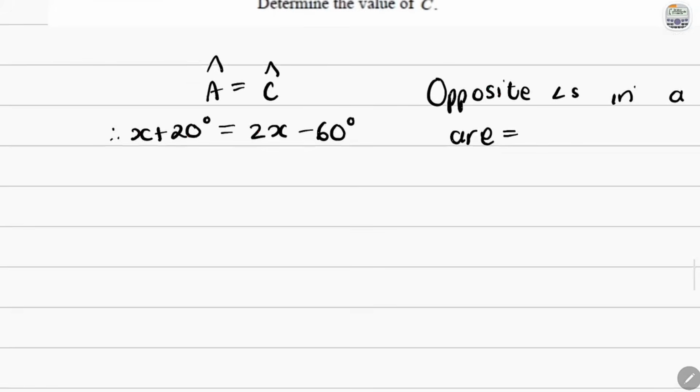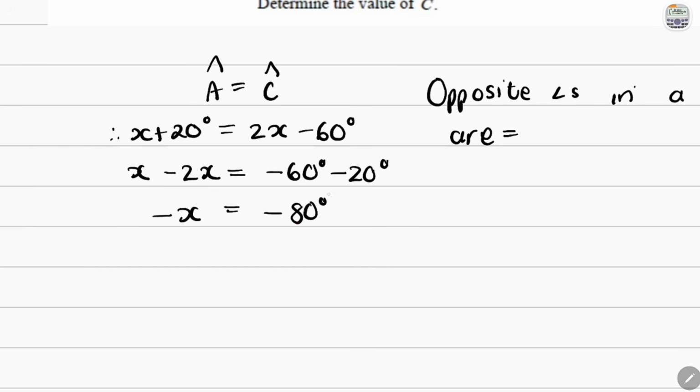Okay, so we need the x's on one side and the angles on one side. So leave x here, and we're going to transpose the 2x, and it becomes negative 2x is equal to, and we have negative 60 degrees here, and we're going to transpose the positive 20 degrees, which becomes negative 20 degrees. So x minus 2x is negative x is equal to, and negative 60 minus 20 is negative 80 degrees.